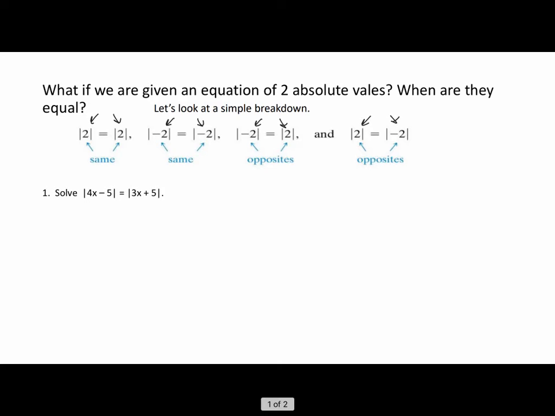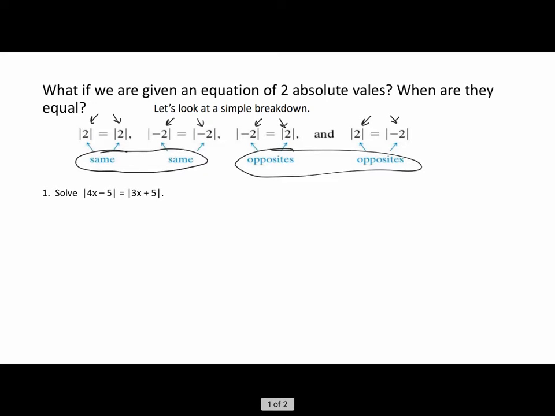And it really doesn't matter which side of the equation the negative part is on, because I can just move it to the other side. So when solving absolute value equations with two absolute values, we're going to look at the fact that they're the same sign, and we're going to look at the fact that they're opposite signs. And which side that's on doesn't really matter.